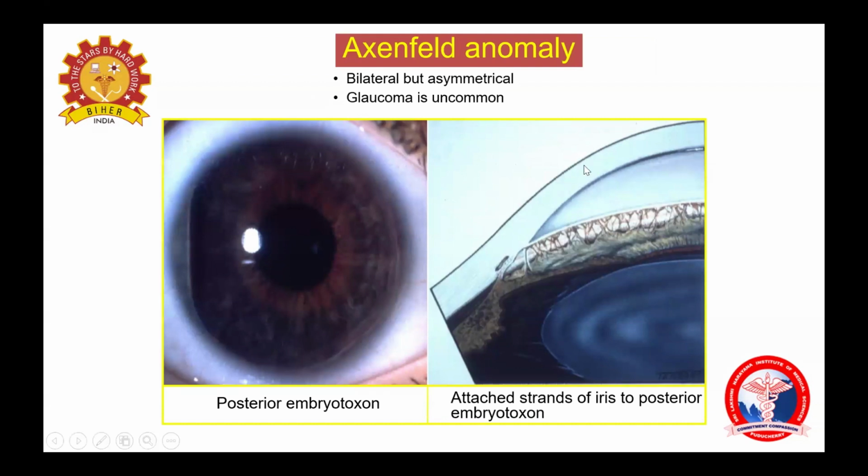What is Axenfeld-Rieger anomaly? It is usually bilateral with asynchrony, and glaucoma is uncommon. You can see here the development of a posterior embryotoxon and the attached strands of iris to the posterior embryotoxon.